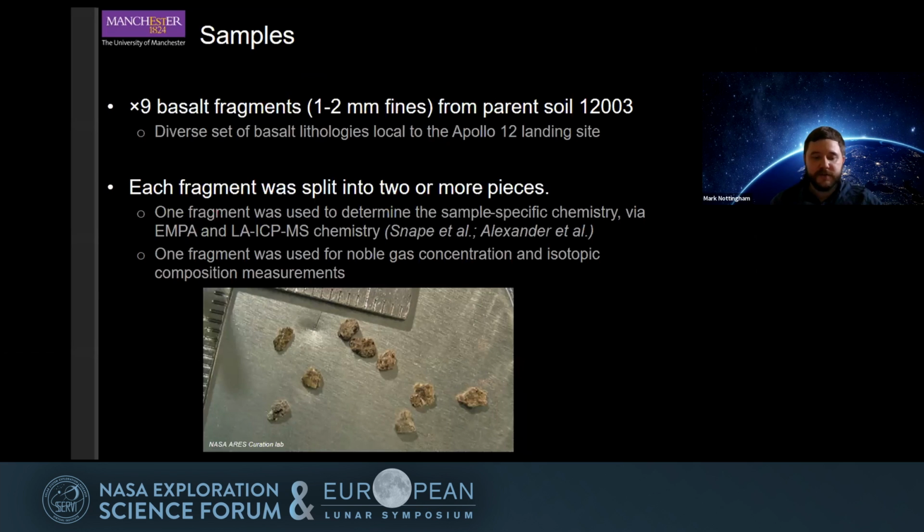The samples we used in the study were 9 individual basalt fragments from parent soil 12003, and they represent a range of different basalt lithologies local to the area. Each soil grain was split into 2 pieces, with one being used to determine the sample chemistry in work published by Alexander et al. and Snape et al. And the remaining piece of the divided grain was then analysed for its noble gas contents.